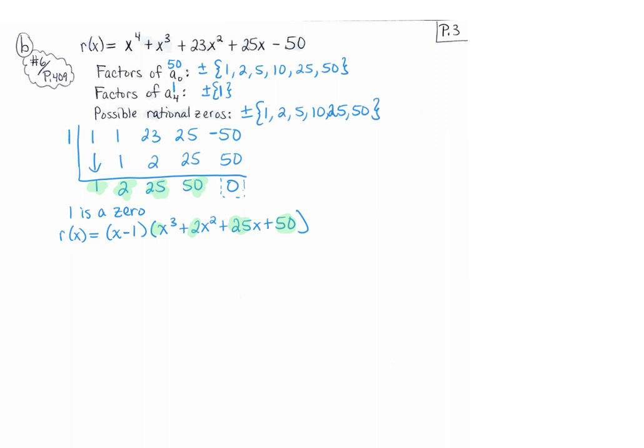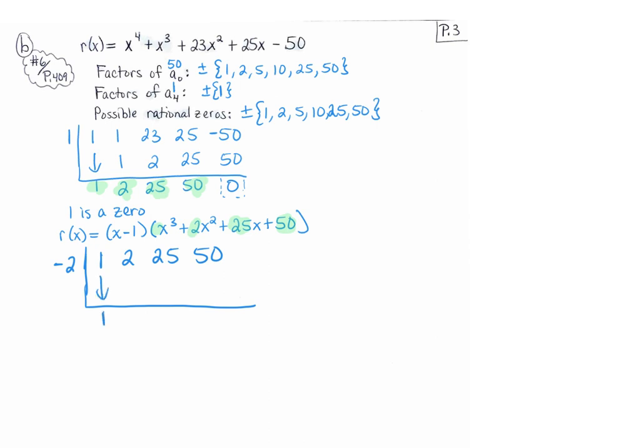You can go through and you can choose whatever number you want to. We chose 1, 1 worked. You can choose -1, you can choose 2 or -2. Just for the sake of time, we're going to choose -2. So -2. Then, what are the coefficients that we use? 1, 2, 25, and 50. Good. Notice that you're using the coefficients of the degree 3 polynomial. That's important.